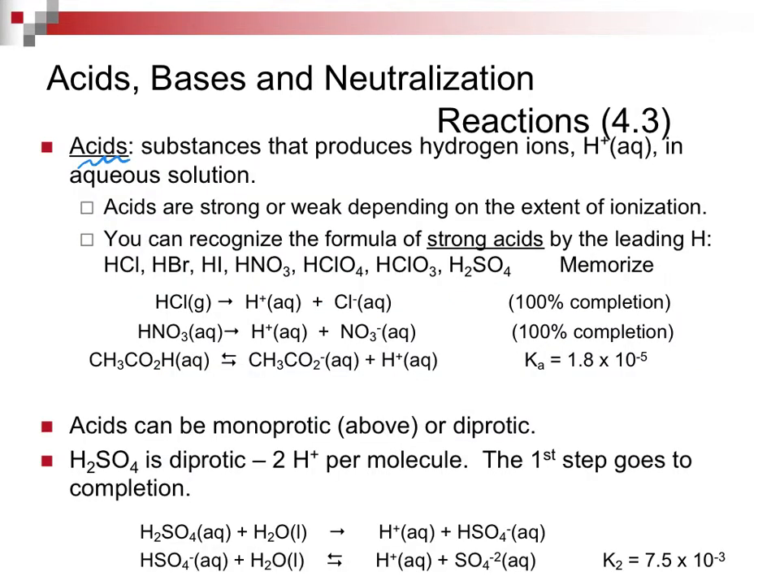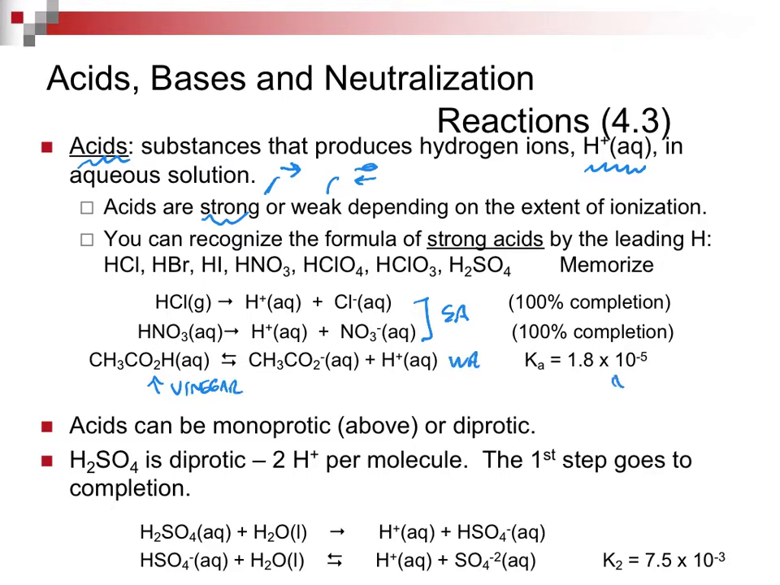An acid is something that produces a hydrogen ion, an H plus, in aqueous solution. They can be strong, those are the ones that have a single arrow, or they can be weak, those are the ones that have a double arrow, and it depends on how much they ionize. These first two acids are strong acids. The vinegar that's in your salad dressing is a weak acid, and they're going to have different behaviors.